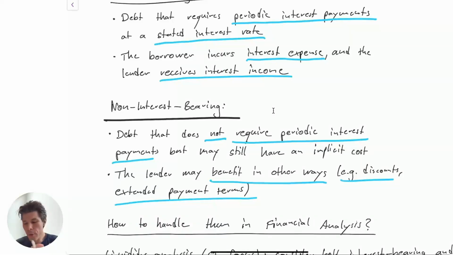Examples here, when we look at long-term zero coupon bonds, bonds that are issued at a discount and repaid at face value. Short-term non-interest bearing liabilities would be trade payables, accounts payables, accrued expenses, deferred revenue. They are also reported as liabilities, but they don't have explicit interest expense, but have implicit costs.